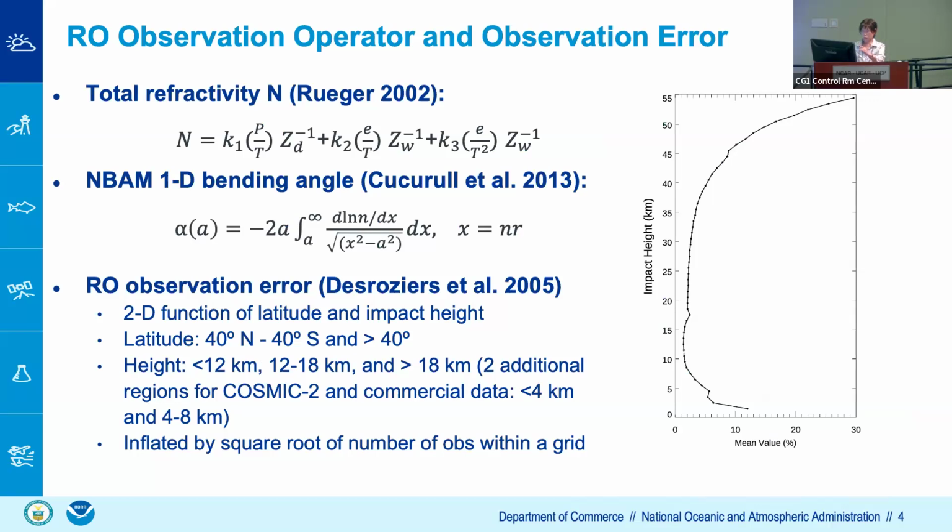And for the RO observation operator and the observation error, we use Refractivity 2002 for the total reflectivity. And the operator is the 1D bending angle operator developed by Lydia Kukura. The observation error is developed using the Rosier's method. On the red panel, the figure shows the global average of this observation error. The observation error is a 2D polynomial function of latitude and the impact height. As you can see at upper level, especially above 45 kilometers, the observation error is actually pretty large.